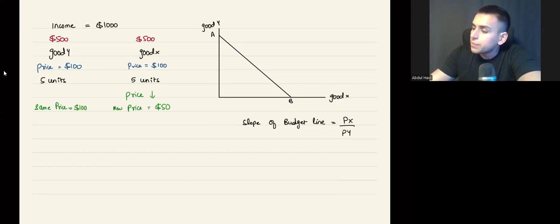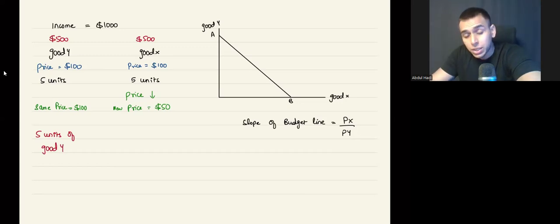So what does this mean? This means that according to the current allocation of my income, I can buy 5 units of good Y, which is the same amount. But as for good X, because the price level is less now, I can buy more units of good X, which means that I can buy 10 units of good X now. Because the price level for good X is falling.